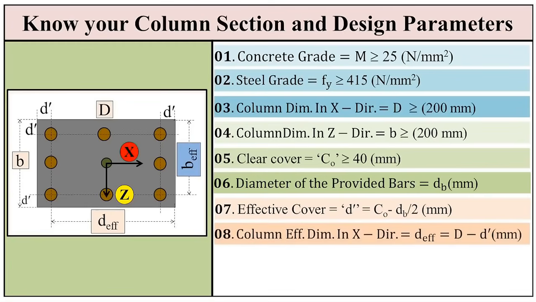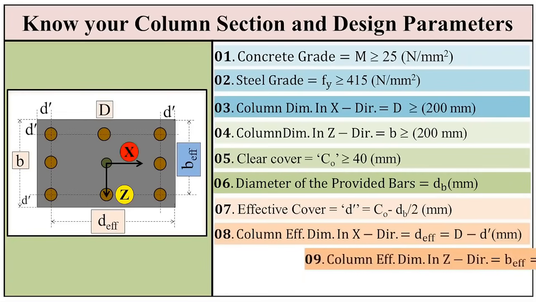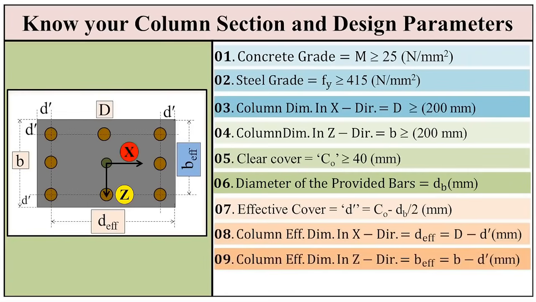Point number 08. Effective dimension of the column in the x direction. This is denoted as DEFF. Its value is equal to capital letter D, minus d bar prime. Point number 09. Effective dimension of the column in the z direction. This is denoted as BEFF. Its value is equal to small letter b, minus d bar prime.